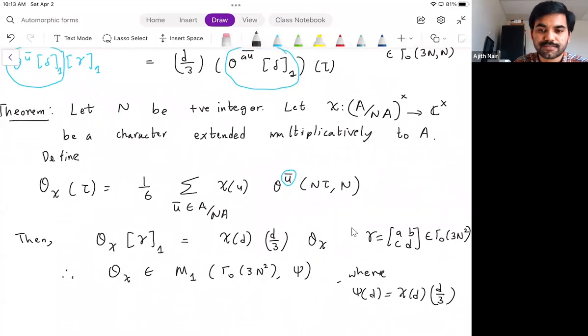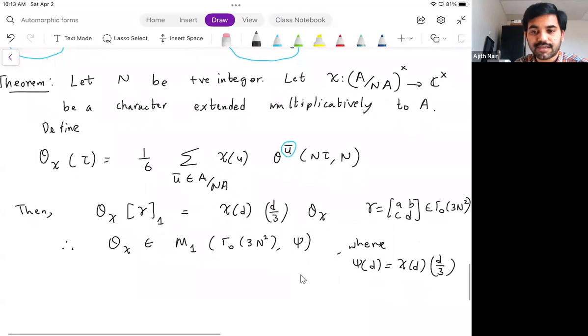Because of how the transformation of theta chi is with respect to gamma naught 3n squared. So if I take the character psi to be chi of d times the Legendre symbol d over 3, this psi is going to be a Dirichlet character mod 3, right?